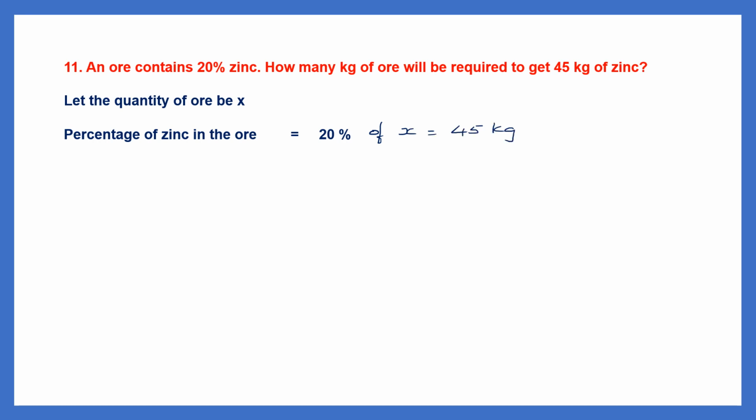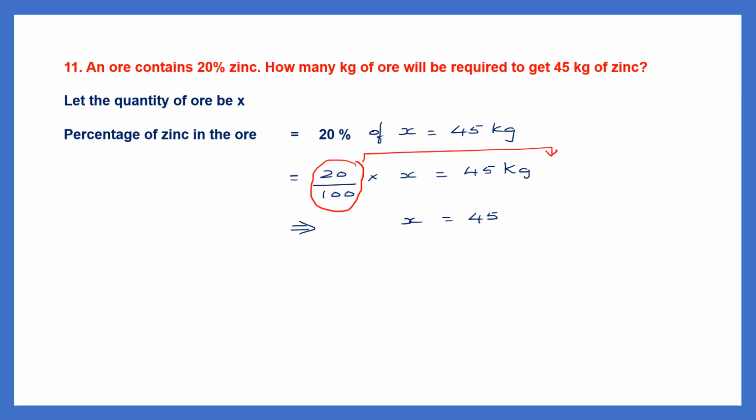So now let's solve this. 20% means 20 by 100. Of is into X is equal to 45 kg. Now we have to find the value of X. So what we're going to do is leave X here as it is, and on the right hand side leave 45 kg, and we are going to transpose this 20 by 100 from the left hand side to the right. When we transpose it, it becomes division because it's multiplication on the left hand side. So this is division by 20 by 100.